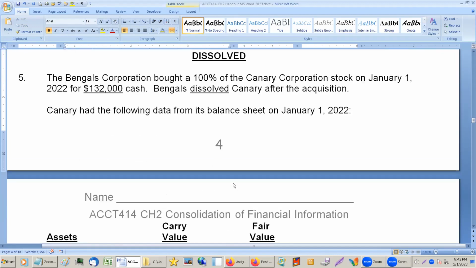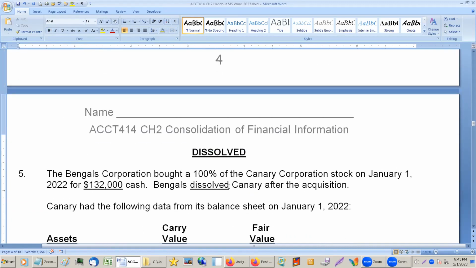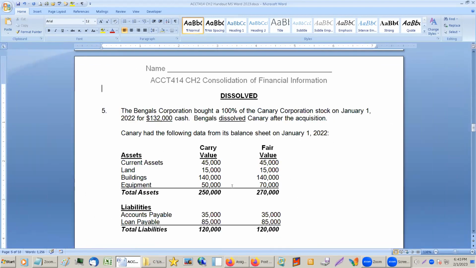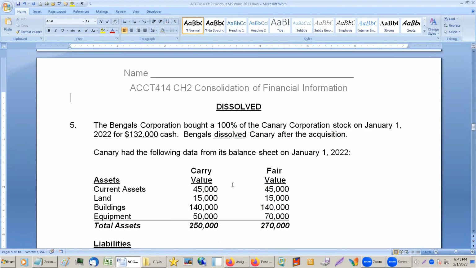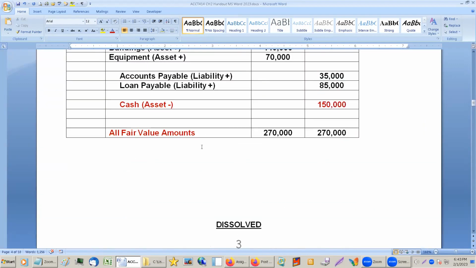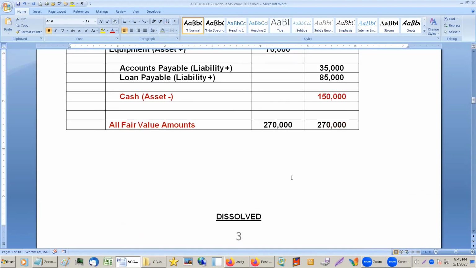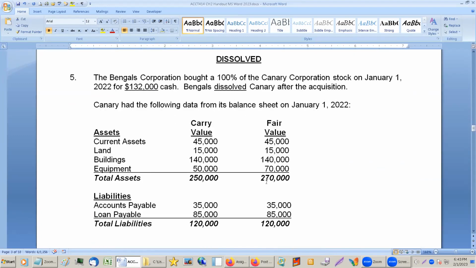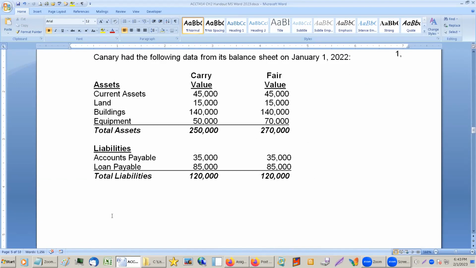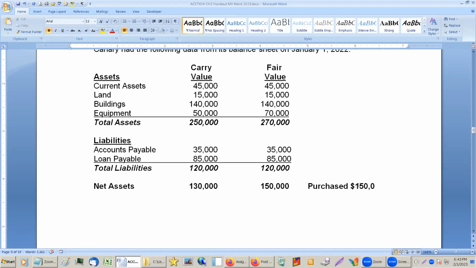Okay. Now, number 5. The one that is a little strange. It's a little strange, but it's a lot easier actually than it used to be. Okay, everything else is the same except they purchased it for 132,000.